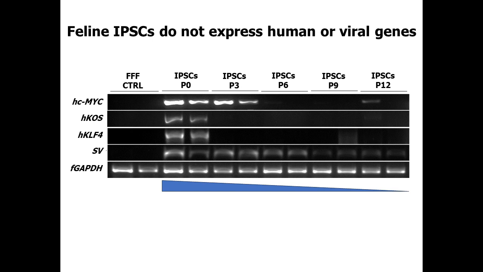Talking about transgenes or human factors, as the passage number increases, you can see the decrease in the expression of human transcription factors. The interesting thing is that beyond P6, we couldn't detect any of the human transgenes. In terms of Sendai virus, we could see the level of Sendai virus replication decreased with the increase in passage number, and they were eventually lost from the host cell.